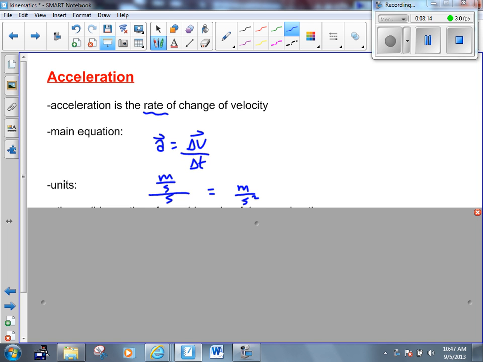Now, if you didn't spot that, how else could you tell by looking at this equation that acceleration is a vector? It's got the arrow sign over it, right? The half arrow, which is the vector sign. Anytime you see something with a half arrow over it, it's got to be a vector.